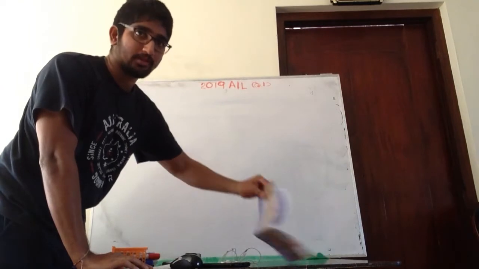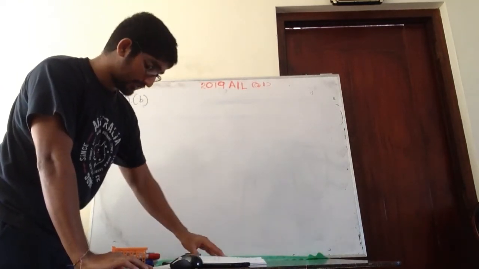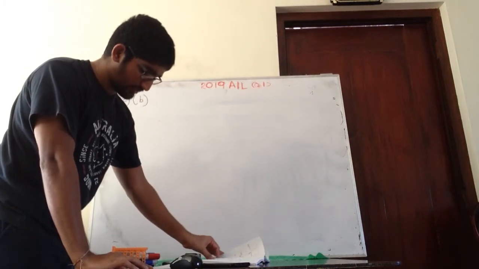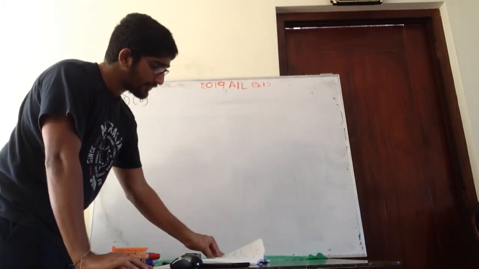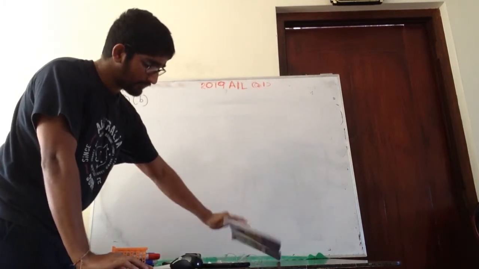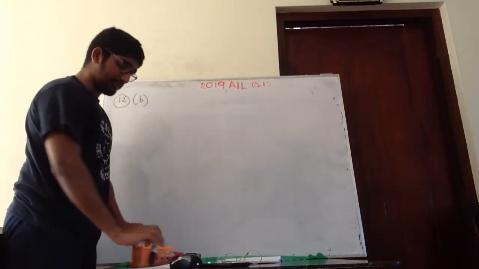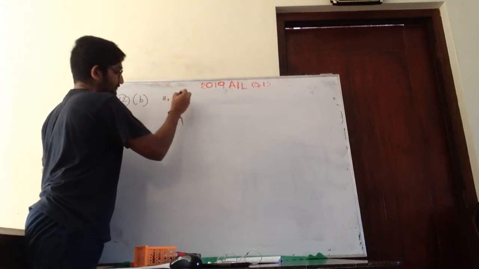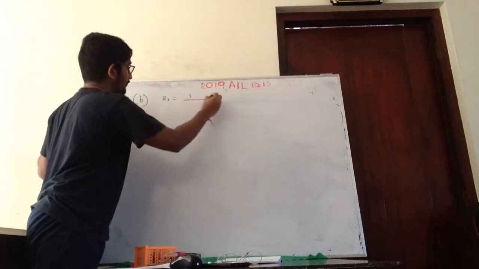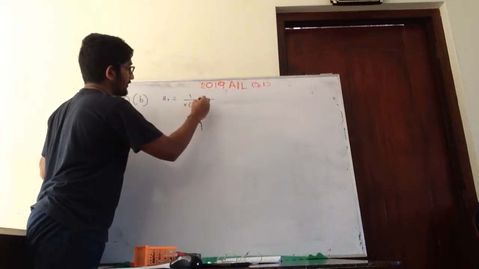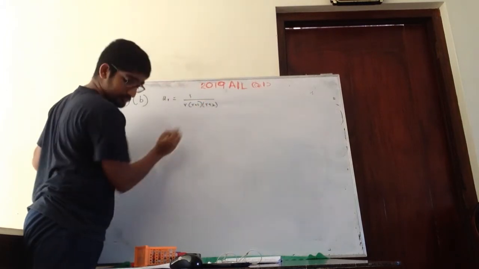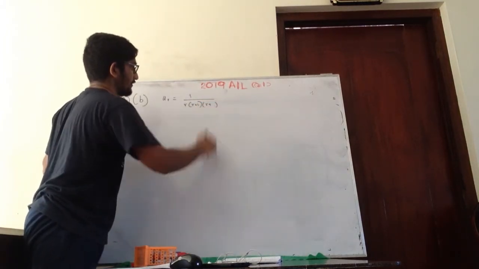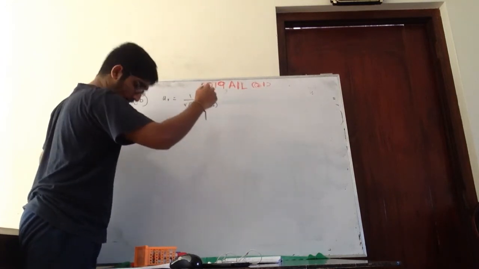So question number 12 part B. It says, so it's a series question. In that question they are giving us UR. UR is given as 1 over (R plus 1)(R plus 2)(R plus 3)(R plus 4).